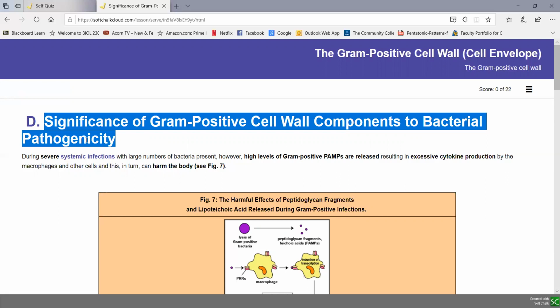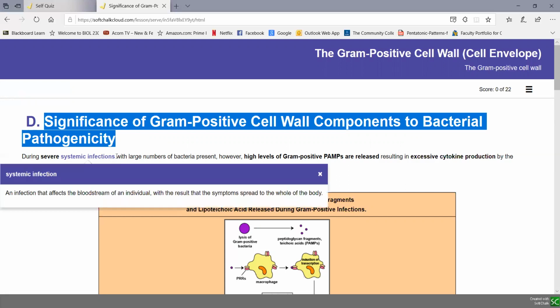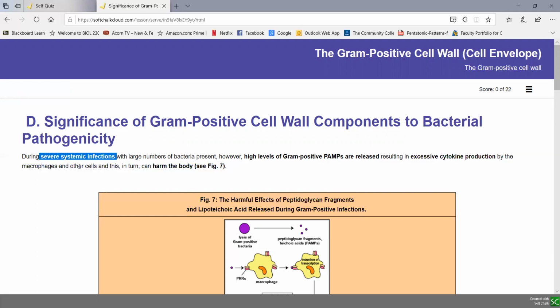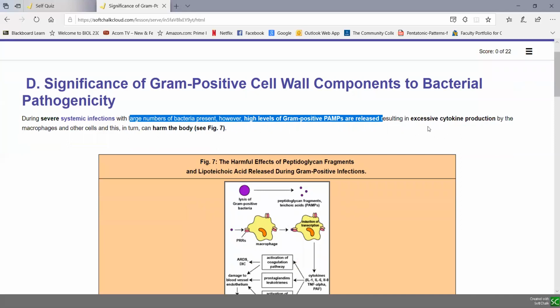We see this especially when the body gets severe systemic infections, where you have many microorganisms infecting body systems. So when you have large numbers of microbes present during a serious systemic infection, very high levels of PAMPs are released, because the more bacteria, the more PAMPs are released. And this can trigger excessive cytokine production rather than an acute cytokine production involved in defense. And when you have an excessive inflammatory reaction from these cytokines, that can become harmful to the body.